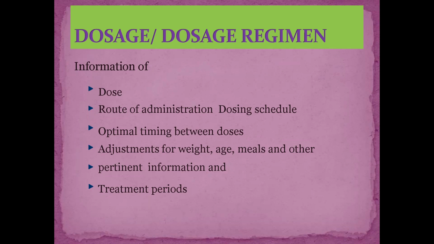And also adjustment for weight. Many chemotherapeutic drugs and many antibiotics will be given based on weight, age, and also before meals or after meals, and all this information should be there. Or any other pertinent information, and also the treatment periods, if there are any, have to be mentioned in the protocol, the dosage and dosing.